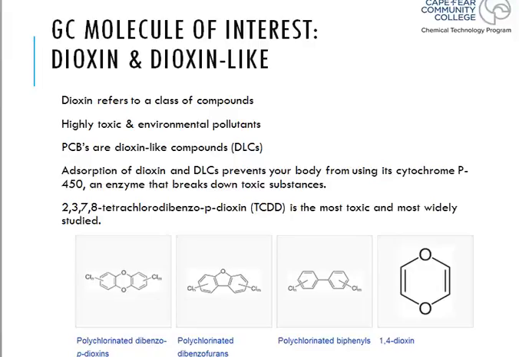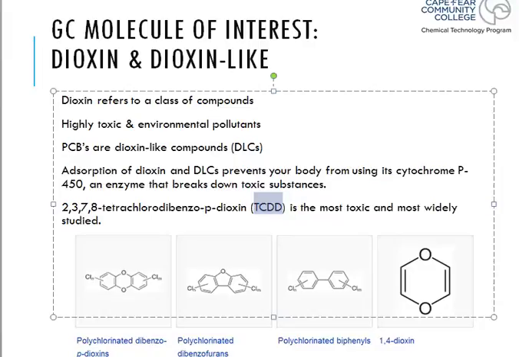One of the most toxic compounds known is this thing called TCDD. TCDD stands for 2,3,7,8-tetrachlorodibenzo-p-dioxin. Tetra means four, so this thing has four chlorines on it, and the numbers tell me which carbons those are attached to: 2, 3, 7, and 8. It is the most widely studied dioxin, and it is the most potent.